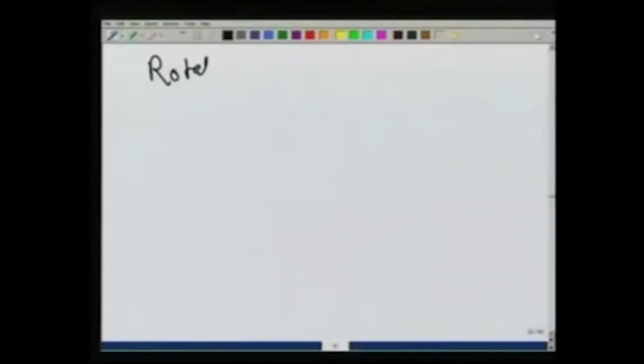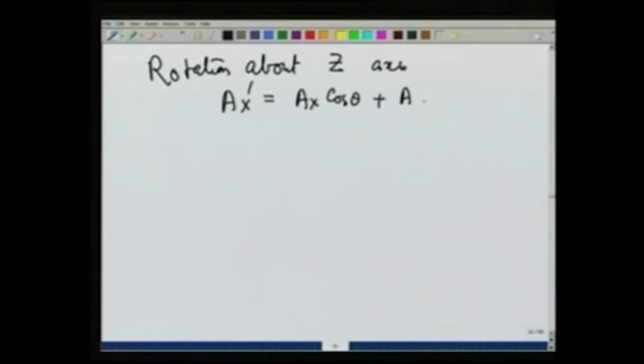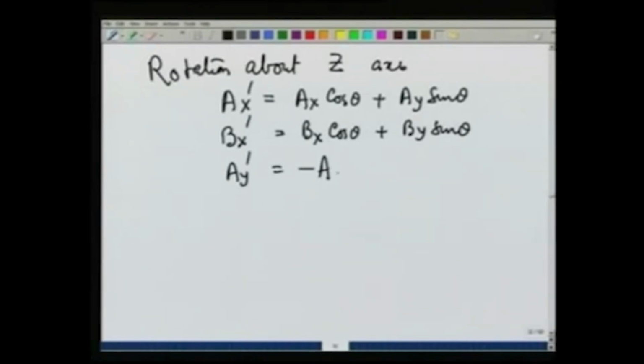So, let us look at the rotation about the z axis, so that in that case ax prime would be equal to ax cosine theta plus ay sine theta, bx prime would be similarly bx cosine theta plus by sin theta. Ay prime would be minus ax sin theta plus ay cosine theta.